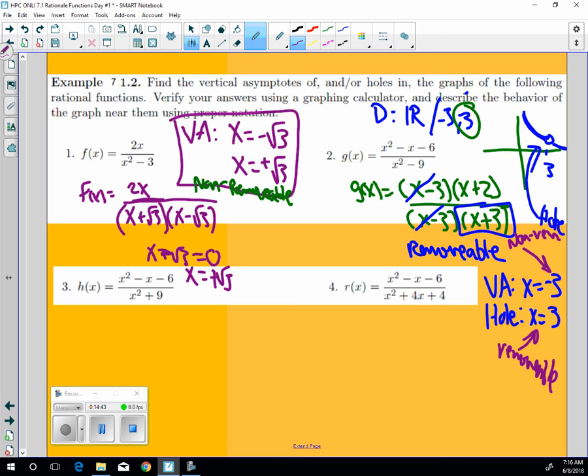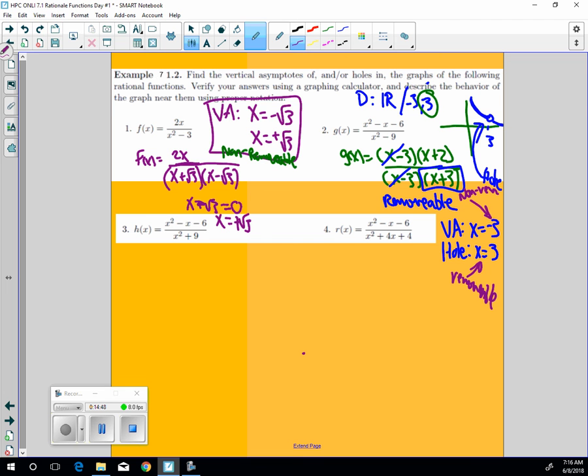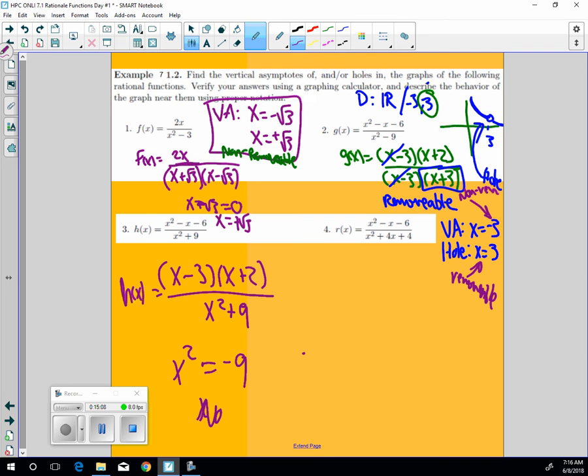Okay? And then, you know, we get situations like this number 3, where you're going to have x minus 3, x plus 2, over x squared plus 9. Now notice that this x squared plus 9 has no real solution. So since it has no solution, there will be no holes and no vertical asymptotes.